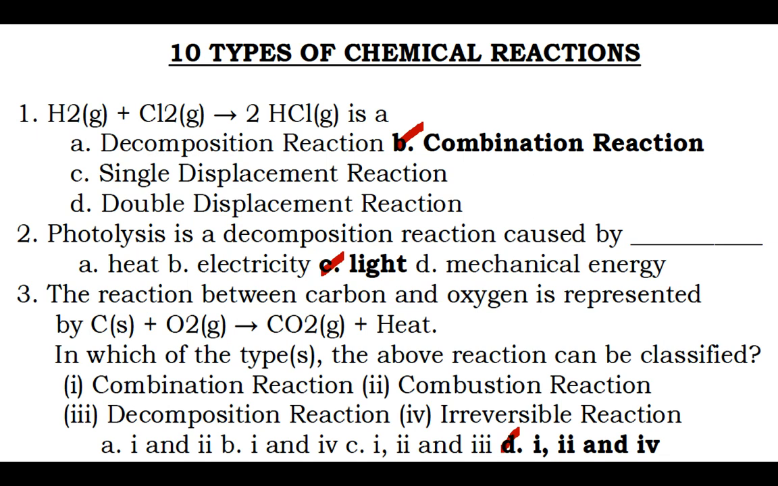10th lesson, types of chemical reactions. Question number 1. H2 plus Cl2 gives 2HCl is a option B, combination reaction. Question number 2. Photolysis is a decomposition reaction caused by option C, light. Question number 3. The reaction between carbon and oxygen is represented by C plus O2 gives CO2 plus heat. In which of the types the above reaction can be classified? That is option D, 1, 2 and 4, that is combination reaction, combustion reaction, as well as irreversible reaction.